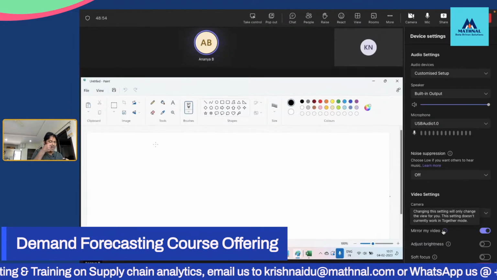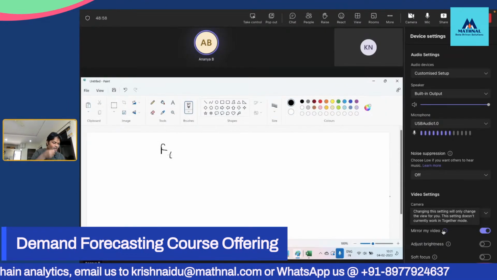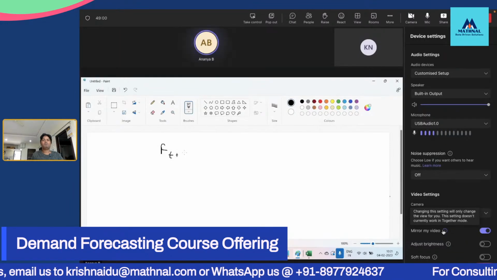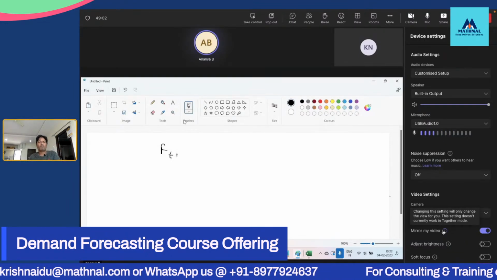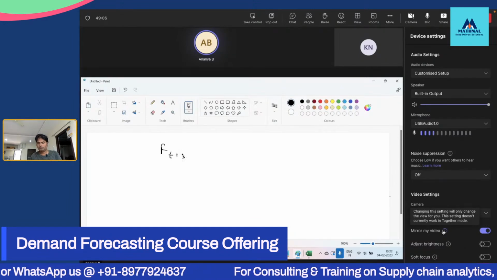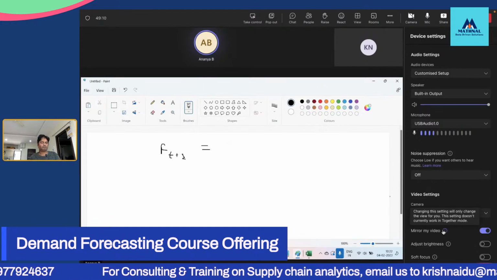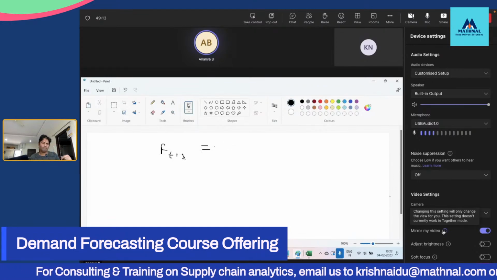So I have this right, f of t plus 1. Okay, but this is not single exponential smoothing. This would be double exponential smoothing. So f of t plus 1, what was the formula for that?